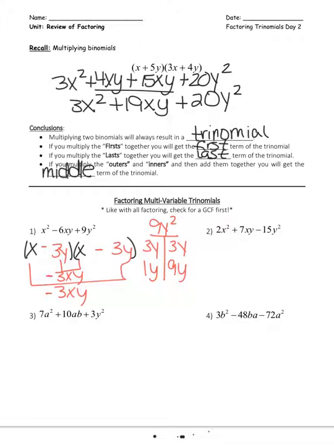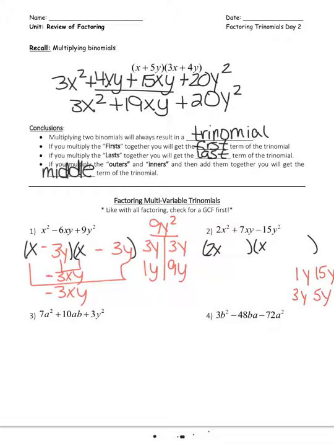Okay, let's try example number 2. First things first, we always want to check for a GCF. I don't actually see one here, so we're going to go straight to factoring. We're going to do two parentheses. Now, in order to multiply to this 2x squared, we're going to need a 2x and an x. And now we're going to have to figure out the factors of 15y squared. Notice how I'm ignoring that negative, and we're just going to talk about the 15y squared. So it could be 1y and 15y, or 3y and 5y.